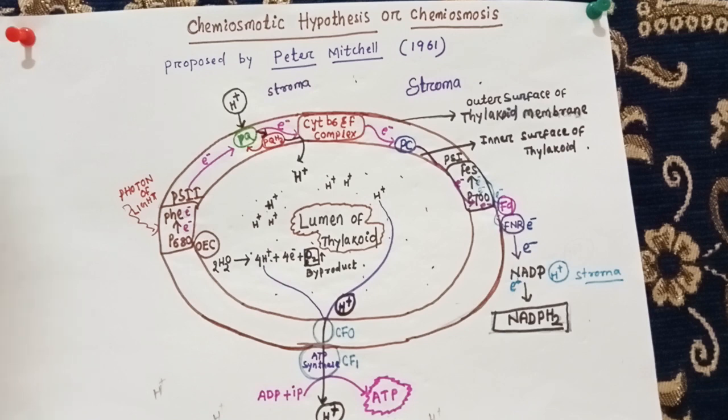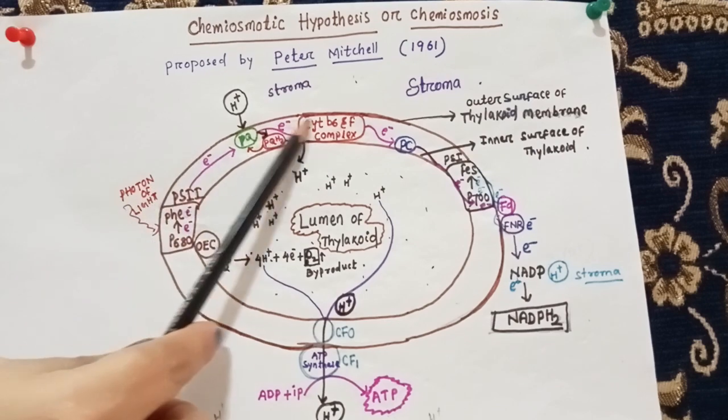This ATP generation inside the chloroplast was first studied by Peter Mitchell, and he put forward a theory or hypothesis on ATP generation or ATP synthesis in 1961. It is named the chemiosmotic hypothesis or chemiosmotic theory. Let us discuss the ATP generation inside the chloroplast.